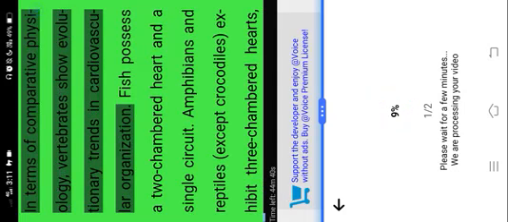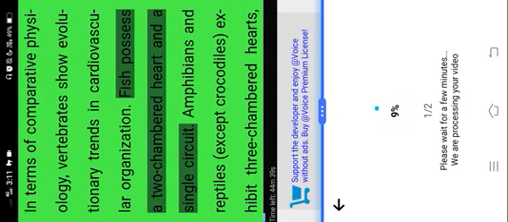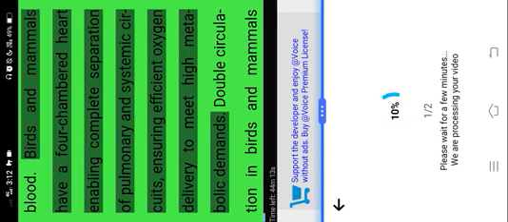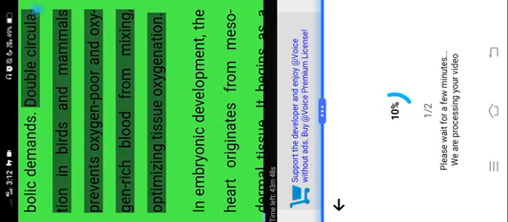In terms of comparative physiology, vertebrates show evolutionary trends in cardiovascular organization. Fish possess a two-chambered heart and a single circuit. Amphibians and reptiles, except crocodiles, exhibit three-chambered hearts with partial separation of oxygenated and deoxygenated blood. Birds and mammals have a four-chambered heart enabling complete separation of pulmonary and systemic circuits, ensuring efficient oxygen delivery to meet high metabolic demands. Double circulation in birds and mammals prevents oxygen-poor and oxygen-rich blood from mixing, optimizing tissue oxygenation.